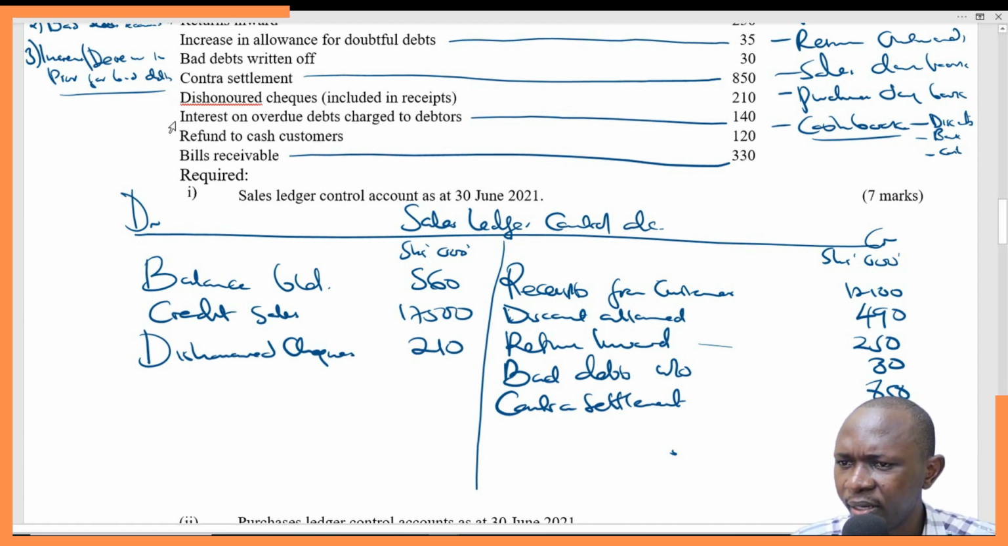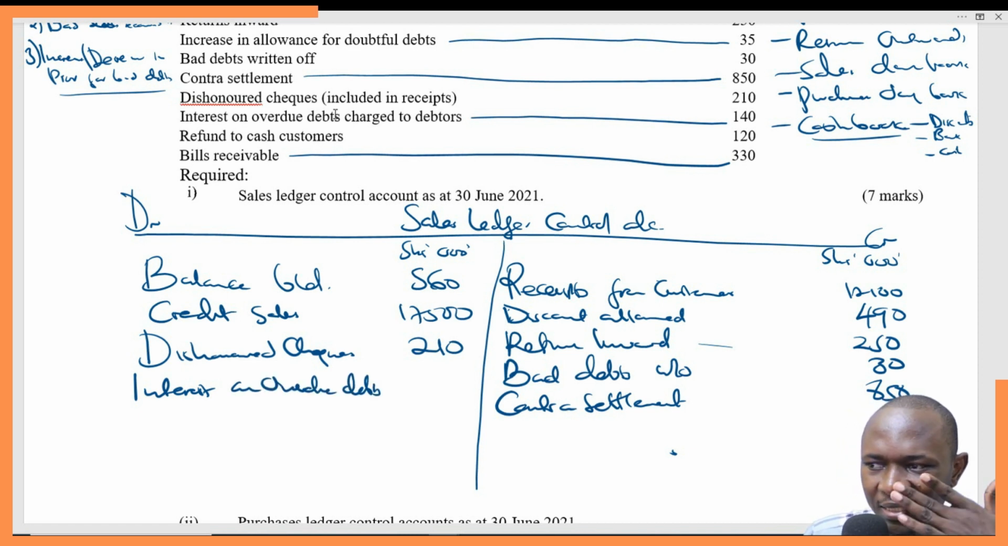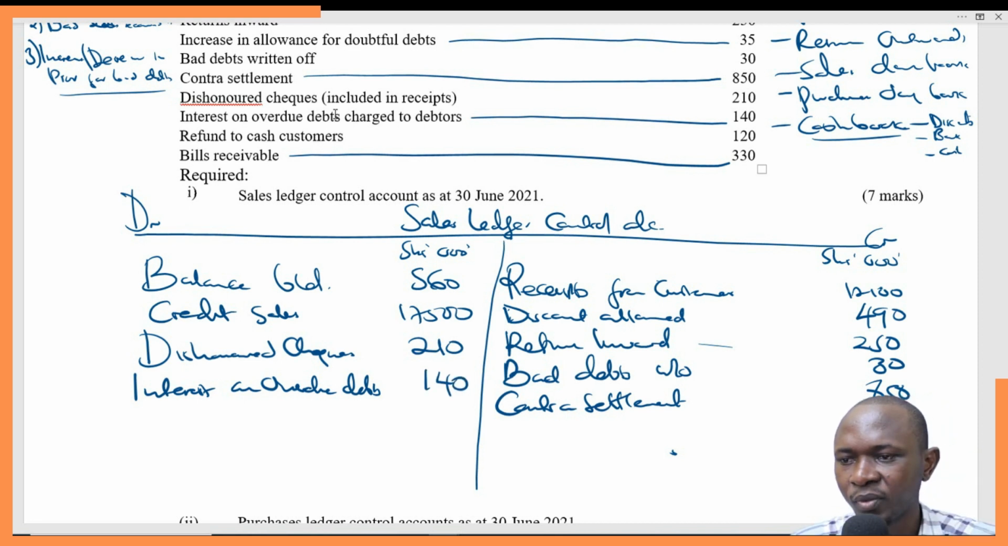Then interest on overdue debts charged to debtors. It means that the debtors already have overdue debts, and so we are charging interest. This has the effect of increasing their liability, and because it increases their liability, we post it on the debit side. Interest on overdue debts charged to debtors. So this is 140.